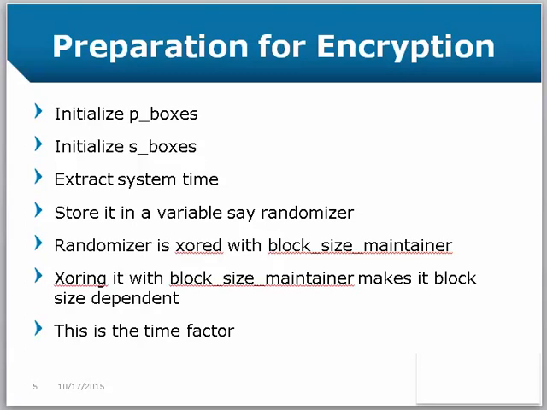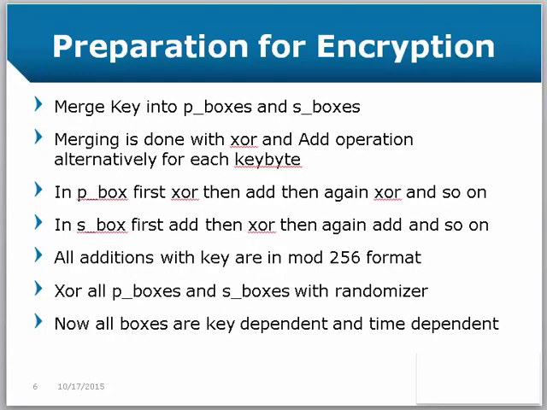Block size maintainer is nothing but a variable derived from the size of the block which we have received from the user. Suppose the user wants to encrypt using a size of 9 bytes, then the block size maintainer will be calculated from that, and then that will be stored with the randomizer. So see here, the randomizer is dependent on time and on the block size. If we can merge the randomizer in our encryption, then our encryption will be time dependent and block size dependent. This is the time factor which is going to be used in my algorithm.